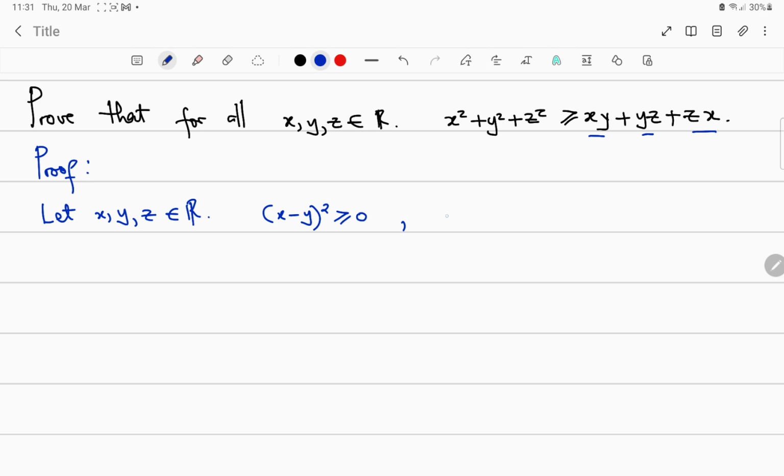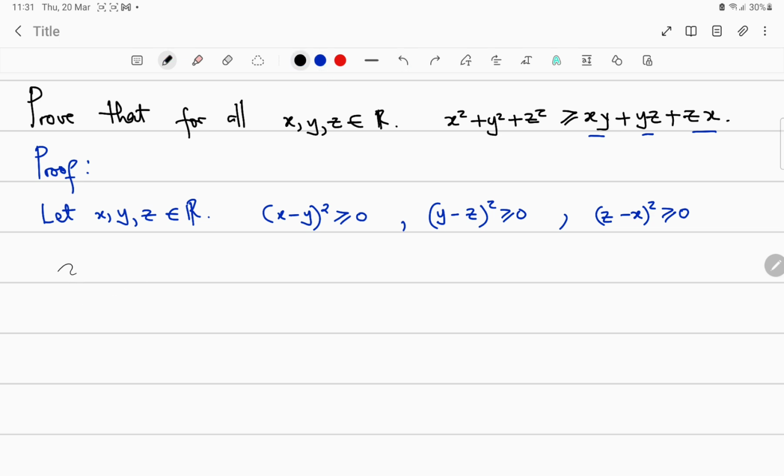And the property that a square is greater than or equal to 0 is just a property of real numbers. Then the other one is we want y and z. So (y minus z) squared is greater than or equal to 0. And the last one is (z minus x) squared is greater than or equal to 0. Then what happens if we add this, that, and that? We still retain something which is greater than or equal to 0.